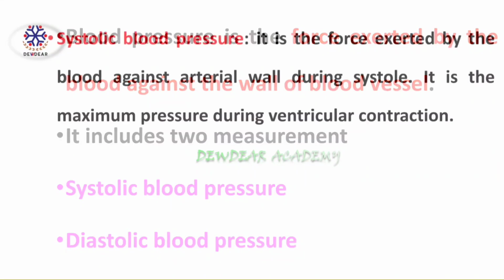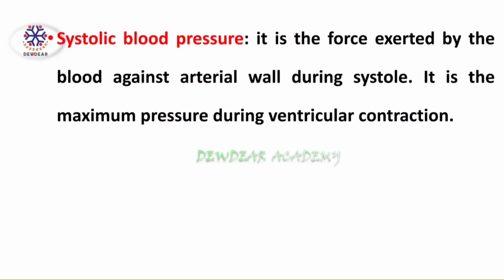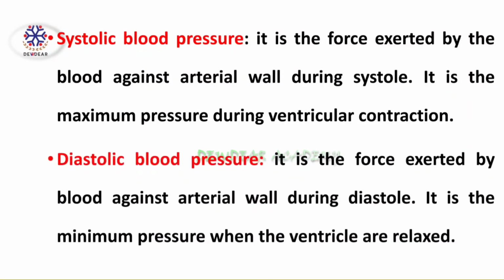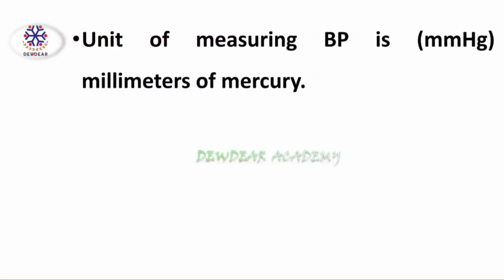So what is systolic blood pressure? It is the force exerted by the blood against the arterial wall during systole. It is the maximum pressure during ventricular contraction. And diastolic blood pressure is the force exerted by blood against the arterial wall during diastole. It is the minimum pressure when the ventricles are relaxed. The unit of measuring BP is millimeters of mercury.